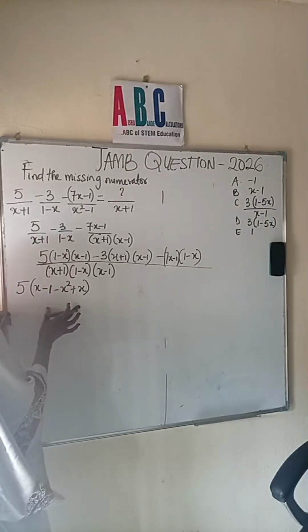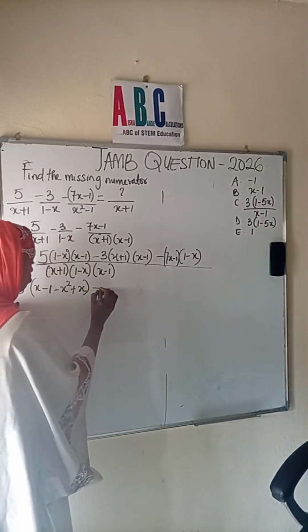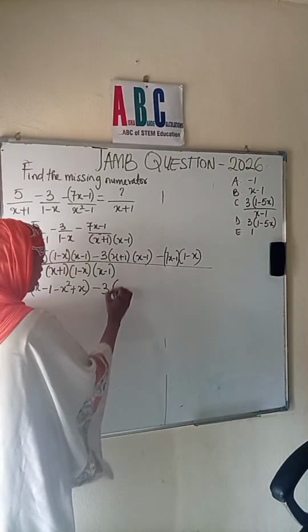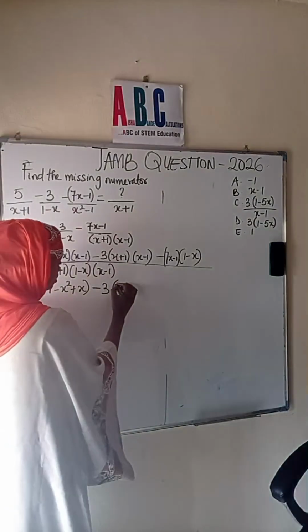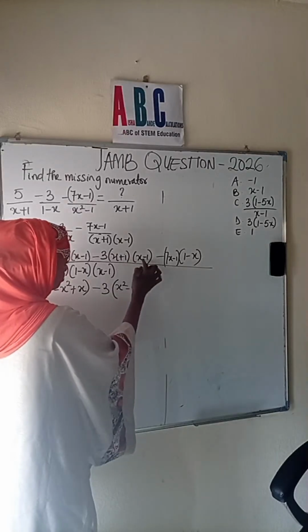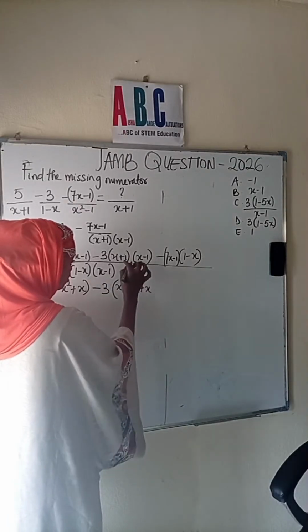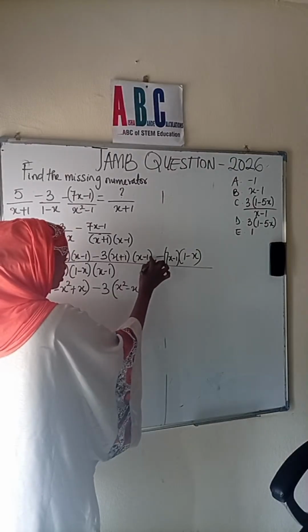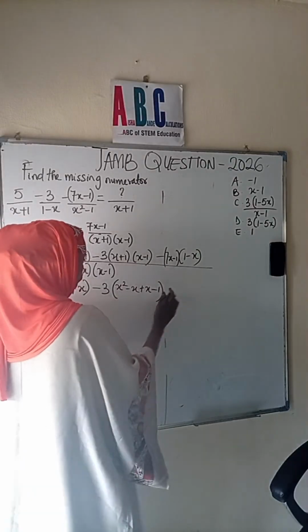Hope I'm correct here. So minus, we have a 3 here. Let's open up these brackets. x times x is x squared. x times minus 1 is minus x. 1 times x is plus x. Plus 1 times minus 1 is minus 1. We are done with this.